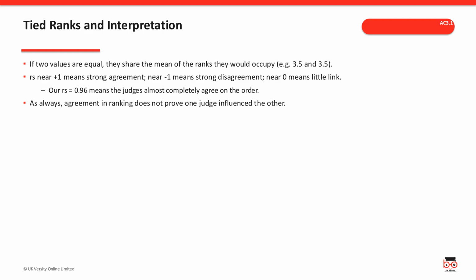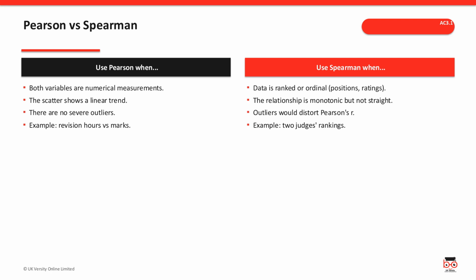Reading the result, an RS near +1 is strong agreement, near -1 strong disagreement, and near 0 little link. Our 0.96 means the judges almost completely agree, though, as always, agreement in ranking doesn't prove one judge swayed the other. So when do you use which?